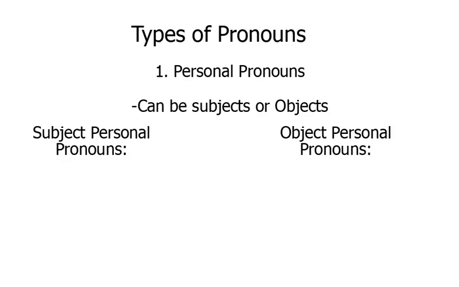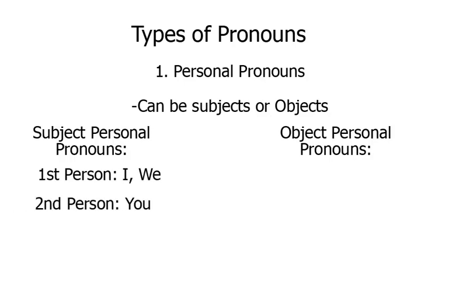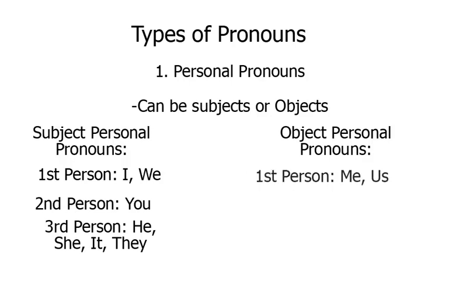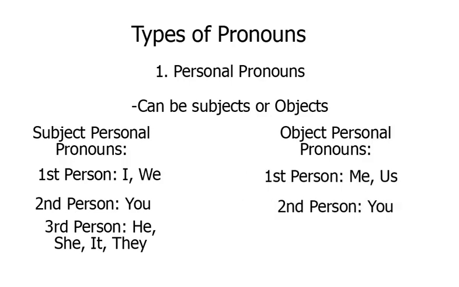The first-person subject pronouns are I and we. The second-person pronoun is you, and the third-person pronouns are he, she, it, and they. The first-person object pronouns are me and us. The second-person object pronoun is still just you, and the third-person object pronouns are him, her, it, and them.